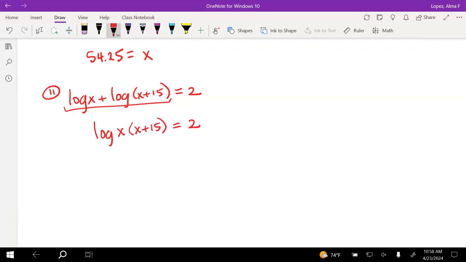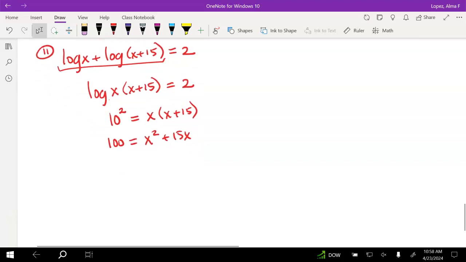Now this one doesn't have a base. Well, actually it does. It's 10. So since I have a single log equation, I'm going to convert it to exponential. 10 to the 2nd power, or base to the power, will equal x times x plus 15. Cleaning that up, I get 100 is equal to x squared plus 15x.